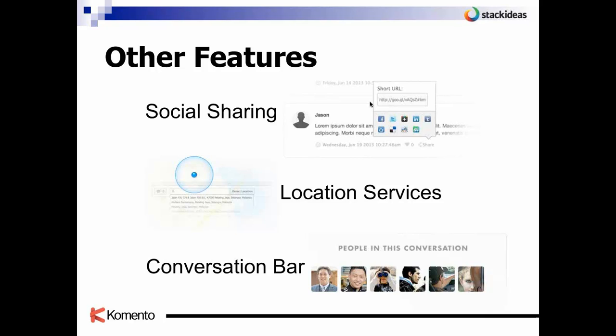We have location services as shown just now as well. All you need to do is click on detect location, and it will include the location along with your comment. We have the conversation bar as well. This element shows the avatars of users who posted comments in the article, and it shows on top of the comment list. This gives you an overview of who the participants are in the comment conversation of that article.